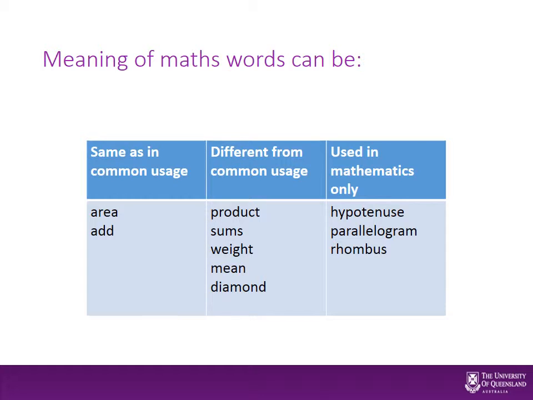You can separate your list into words that are the same as in common usage, words that are different from common usage, and words that you'll find in mathematics alone. So let's have a look at the first column. Simple words like area and add we use in the same way in maths as we do in general usage. In the second column though, these are words where there are problems because the way we use them in general language is different in the maths classroom. So you can imagine the confusion.